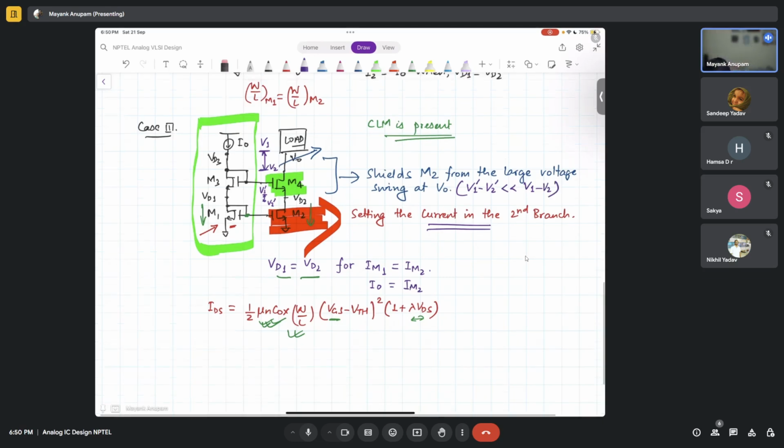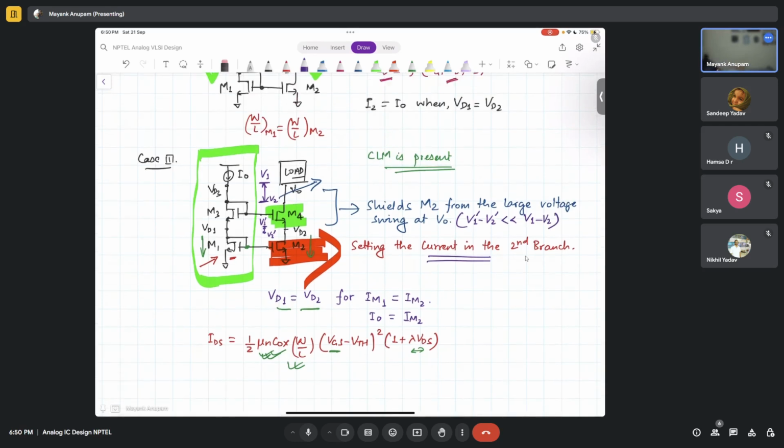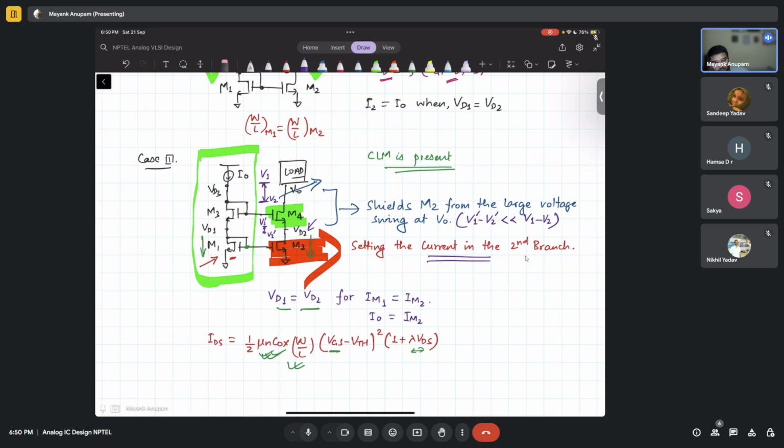So what effectively happens here is that because of this M4, the large change in voltage at the output is converted into a very small change in voltage at the drain of this MOSFET, which is what our goal was. Is that point clear? I mean, were you able to understand that? Yes. Okay, so Nikhil, were you able to understand that? Yes. Okay, good.